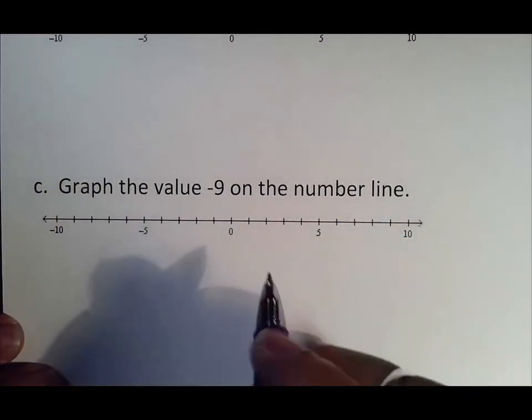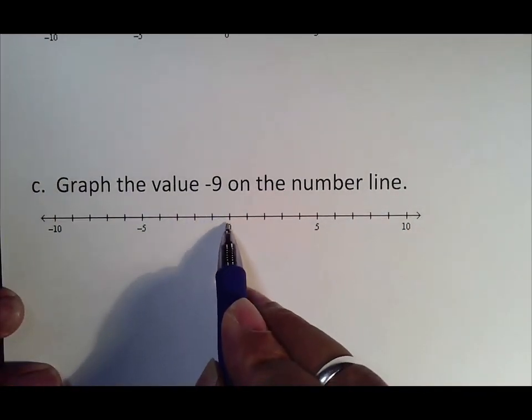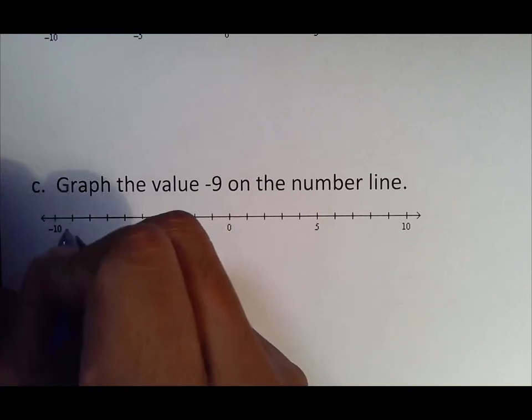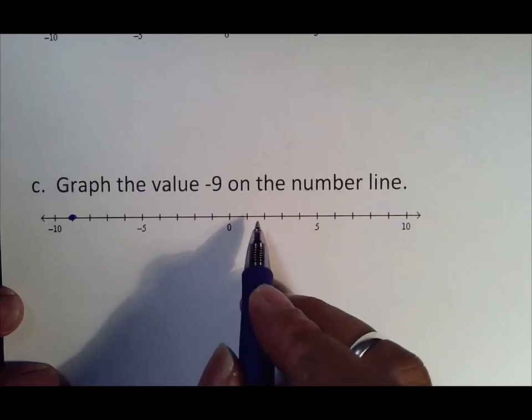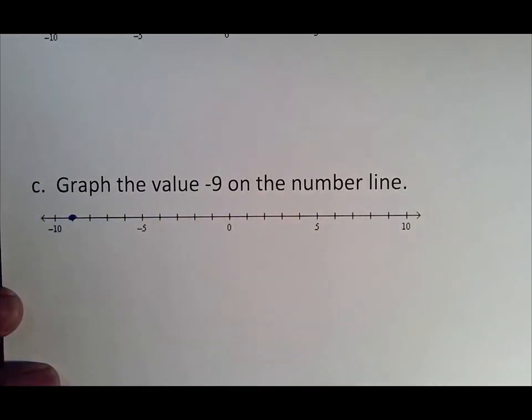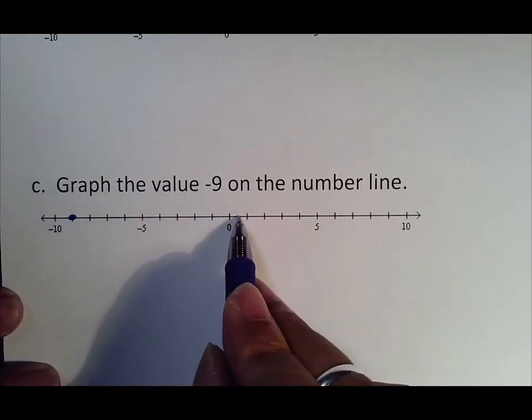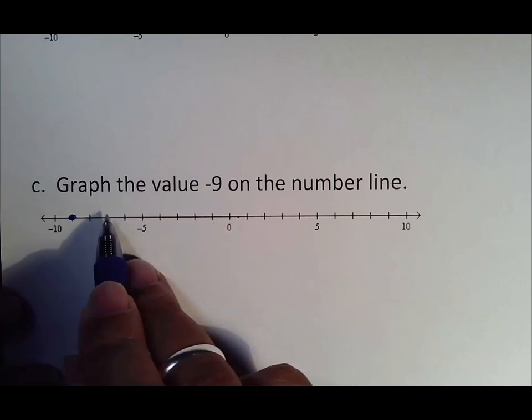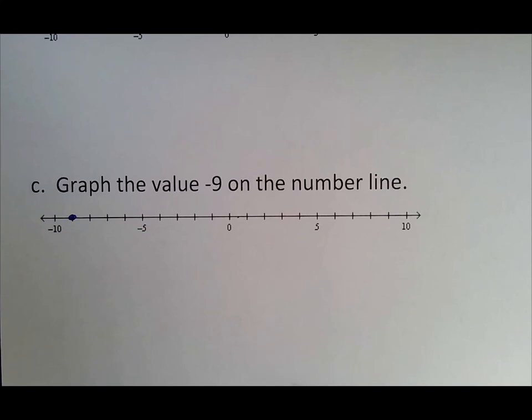If you're asked to graph the value negative 9, that's in the negative direction. Notice how we always start from 0, 1, 2, 3, 4, 5, 6, 7, 8, 9. And notice how when I count the negatives, I don't say negative 1, negative 2, negative 3. That's a lot of words and kind of confuses you. As long as you know you're going to the negative, just count 1, 2, 3, 4, 5, 6, 7, 8, 9, and everything tends to work out.